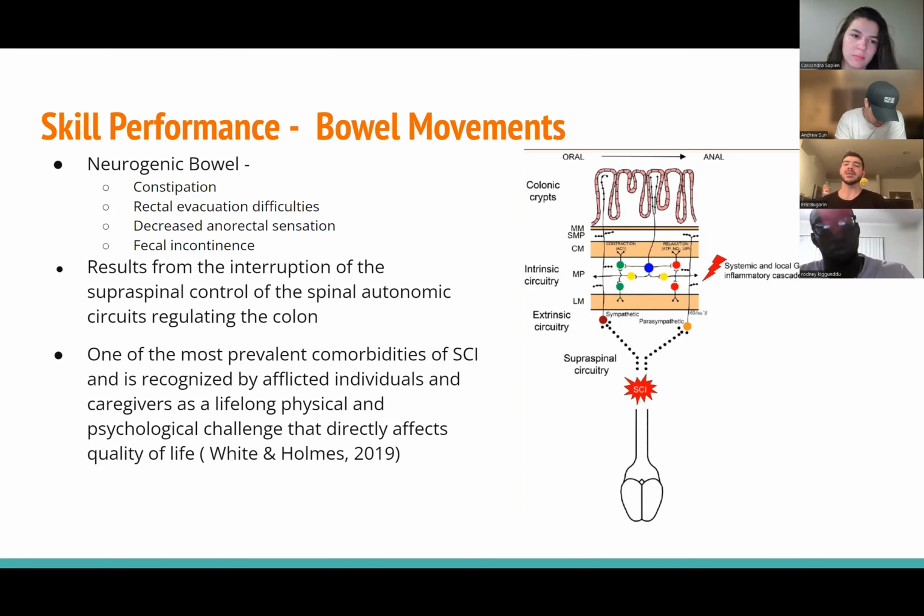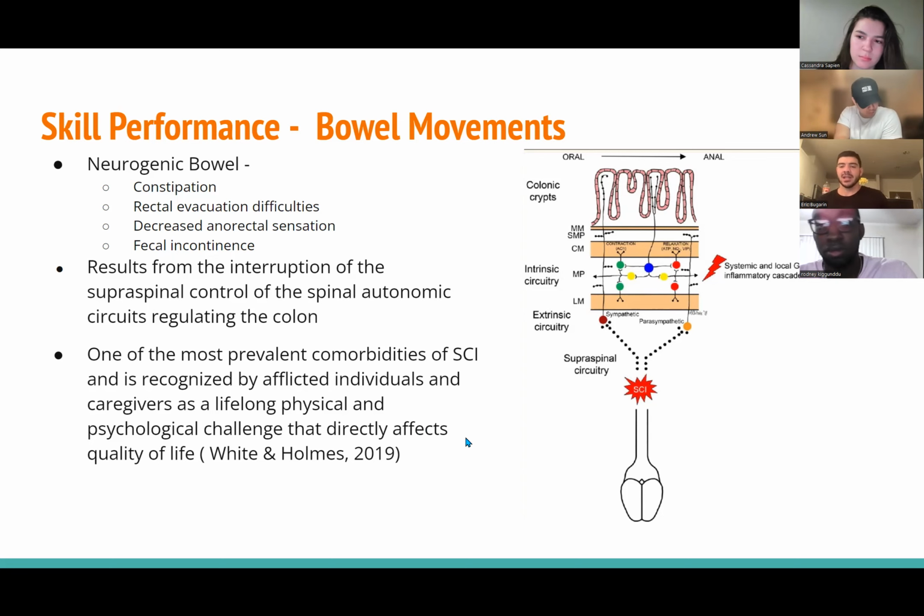Now, this is going to be due to the interruption of the supraspinal control of the spinal autonomic circuits regulating the colon. Difficult to say, like Cassandra said, kinesiology, right? Now, it's important to understand that both neurogenic bowel and spinal cord injury are comorbidities, meaning that generally these two diseases or injuries go hand in hand. They for sure both take a toll on the physical and psychological challenges and the quality of life for these patients.